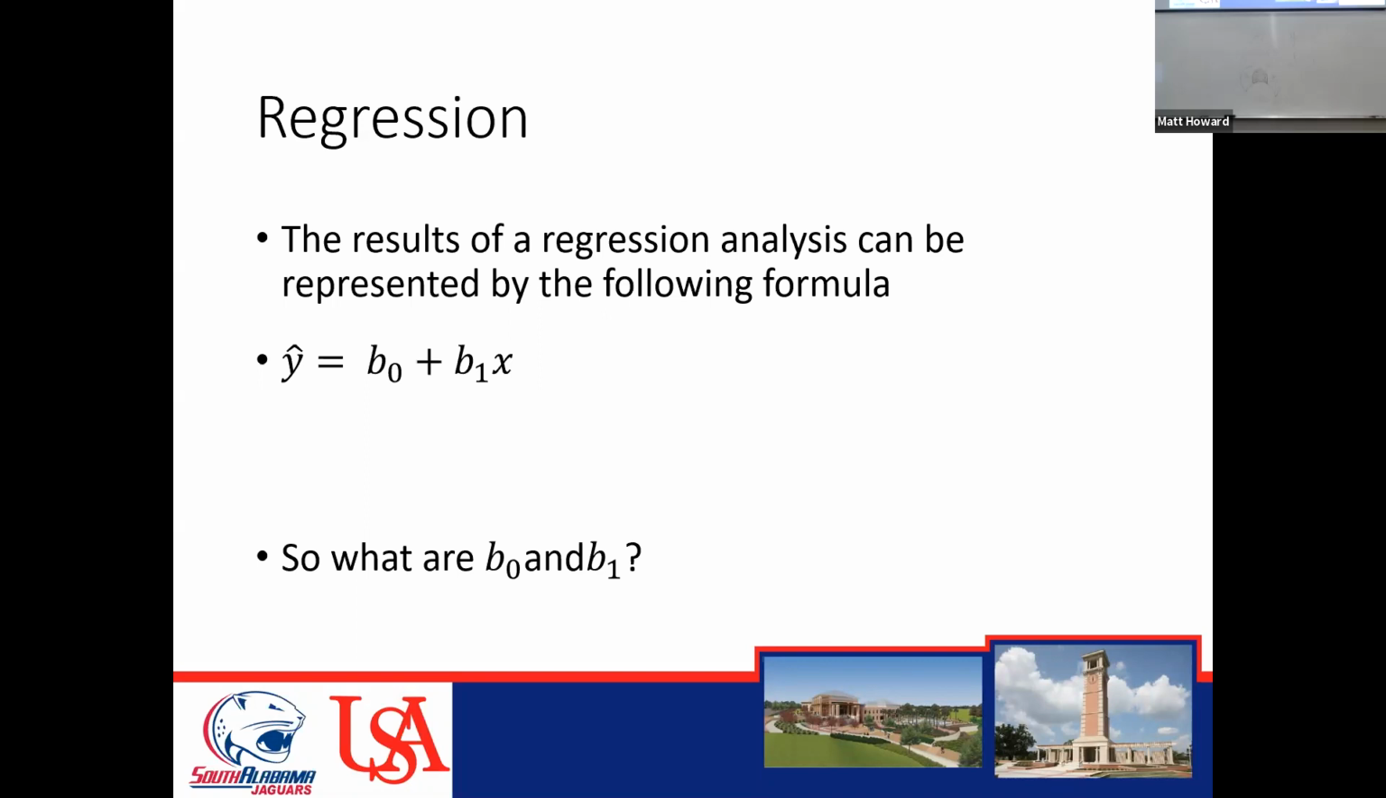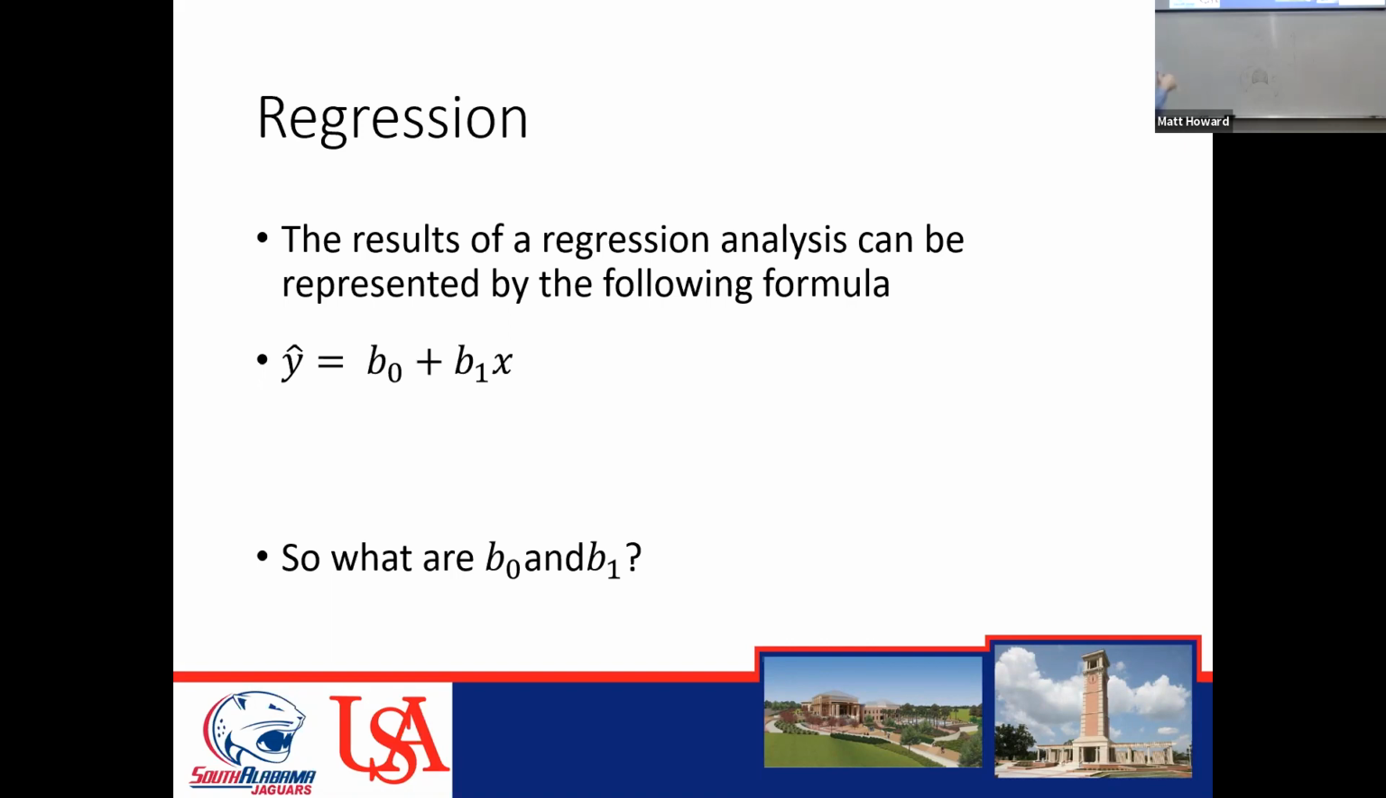Just from looking at this equation, based on what you might remember from geometry or other classes you've taken, can anyone tell me what beta naught and beta 1 are? Can anyone guess what beta naught and beta 1 are in this equation right here? Yeah, so why would you think that? You're correct. Yeah, there you go. So put those two together.